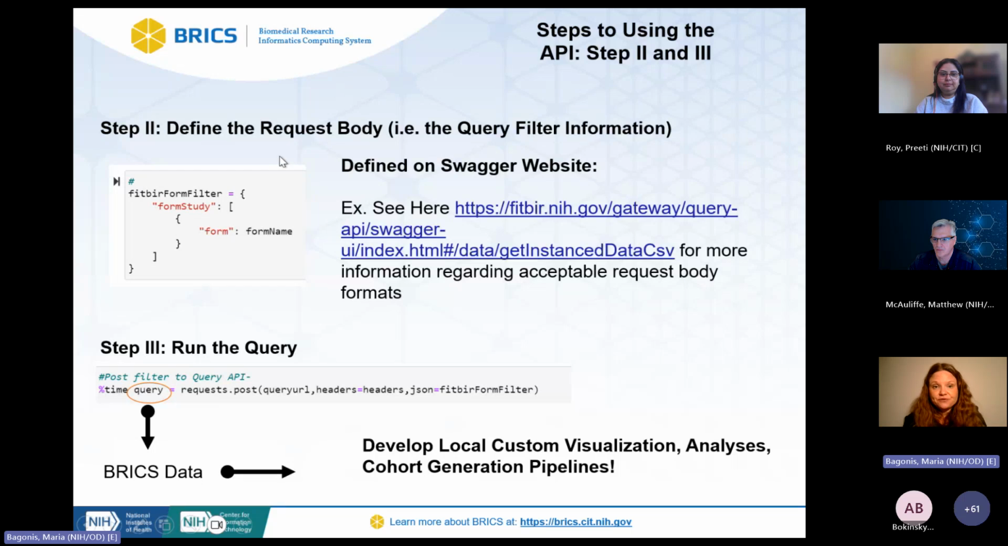And then step 2 is really defining the request body. This is typically going to be query filter information. Again, these are going to all be defined on the Swagger websites. We have manuals and we have example code, which we're also posting to make this easier for people. Here is just a simple one where we're going to search Fitbur for all studies that have a certain form. And then you just fill it in, plug and chug, and do the query, and out pops your BRICS data. And you can then develop local customized visualization, analysis, cohort generation pipelines, pretty much anything that you'd like to explore the data.